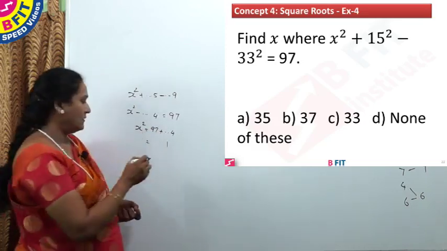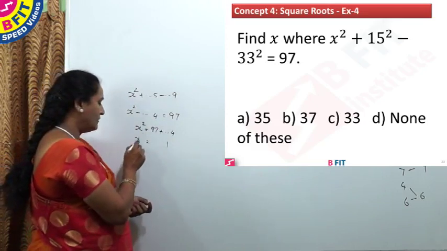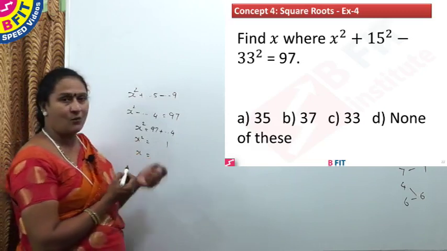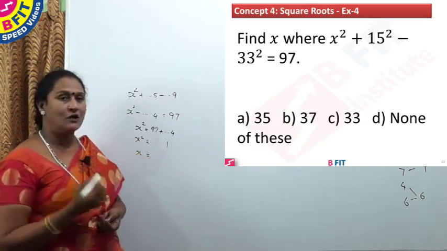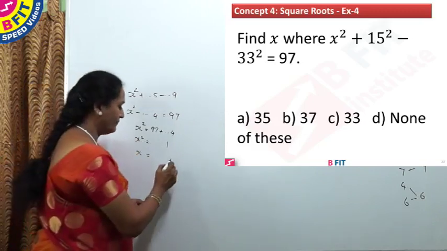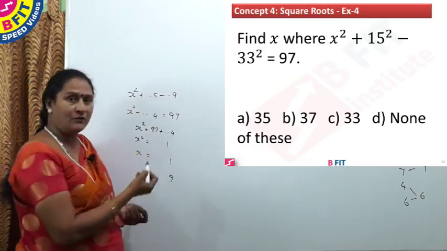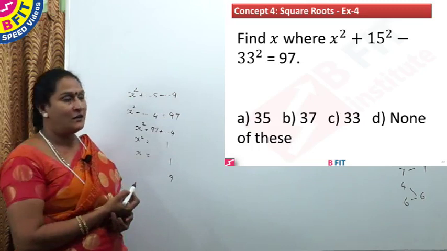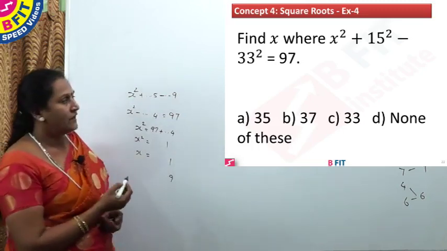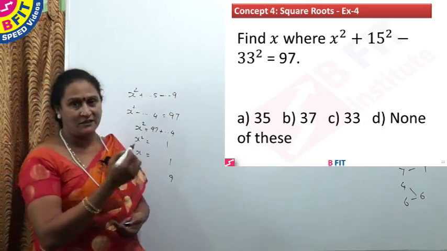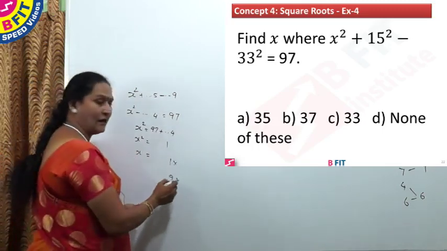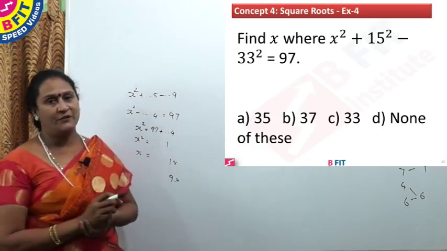It is 1. And now you need to find x. When you are finding the square root, if you have 1 in the unit place, what are the possible options? It is only 1 and 9. So the number can end with 1 or with 9. When you check the options, what are they? 35, 37 and 33. So what will be the answer? No number ends with 1 or 9. So the answer should be none of these.